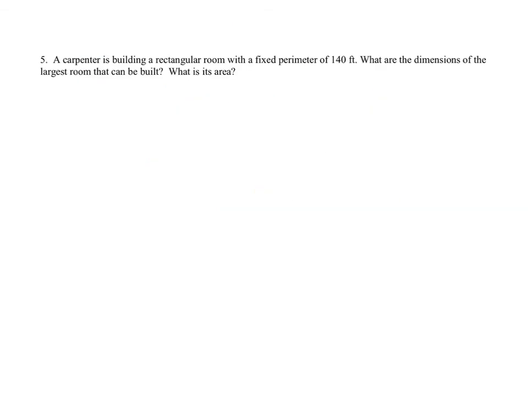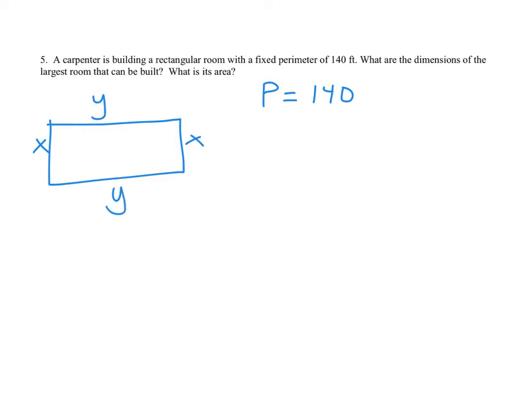All right, the next question says a carpenter is building a rectangular room with a fixed perimeter of 140 feet. So I know my perimeter is 140 feet. What are the dimensions of the largest room that can be built, and what is its area? Well, perimeter is talking about all the sides added up. So my perimeter is really equivalent to 2x plus 2y equals 140.